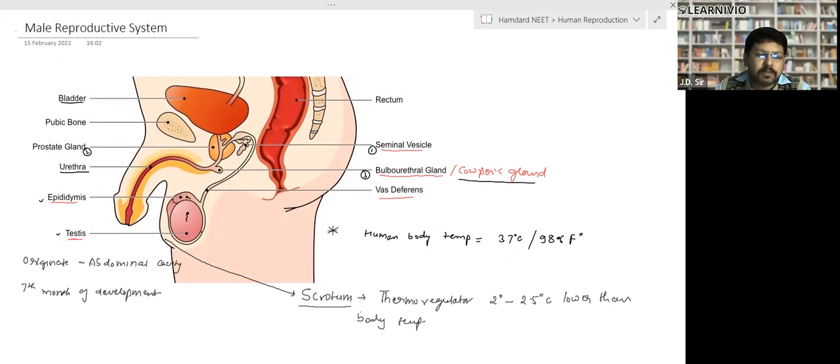So sperm reaches over here, then the seminal vesicle adds on some fluid. There is one more gland called prostate gland. It also adds on some fluid. These both glands add on some fluid and formation of semen takes place, right? Sperm get mixed with the secretion of seminal vesicle as well as prostate gland and semen is formed. And during intercourse, semen comes out through the same pipeline, which is called urethra. And urethra is also the same pipe through which urine passes out, right? Clear? So this is the male reproductive system.